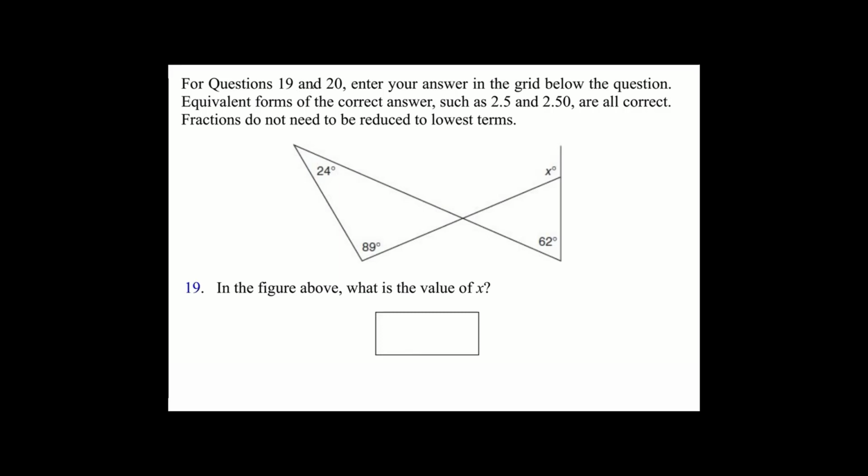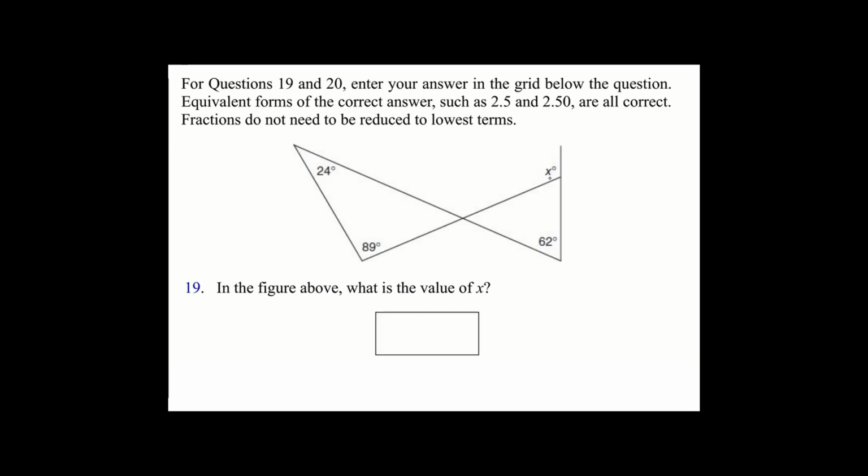It says that in questions 19 and 20, we defined a box. Write the answer, and if you write 2.5 or 2.50, they are equal. Also, fractions, you don't need to simplify them. All the similar cases are the same. I explained it thoroughly in the previous videos.